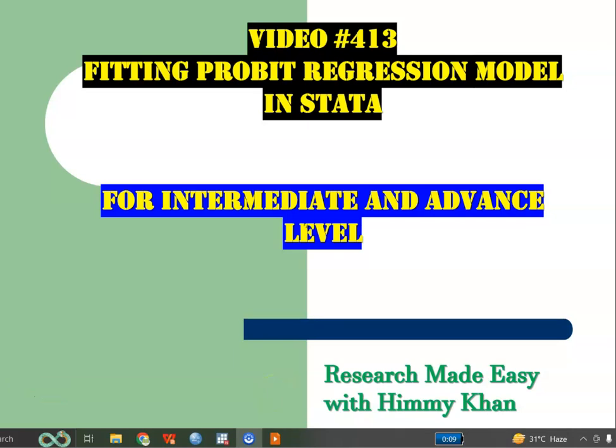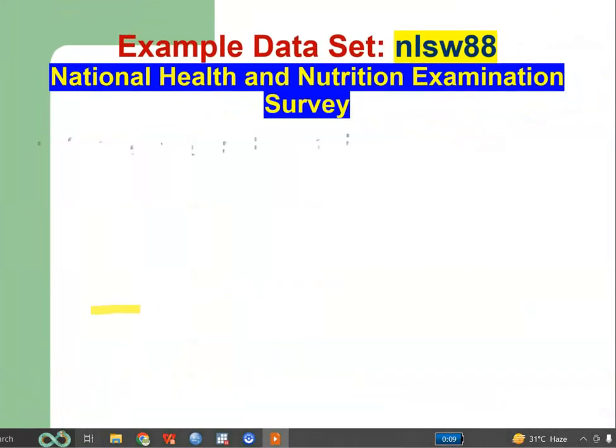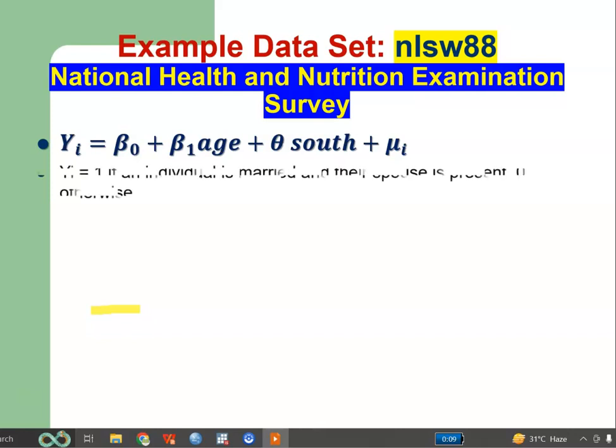Good morning and welcome. In this video, I am going to show how to fit and interpret a Probit regression model in STATA. Let me tell you about the model that I am going to estimate.